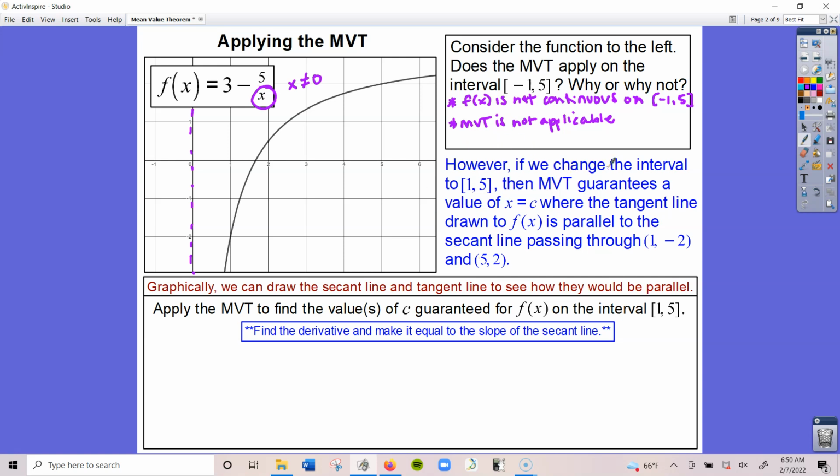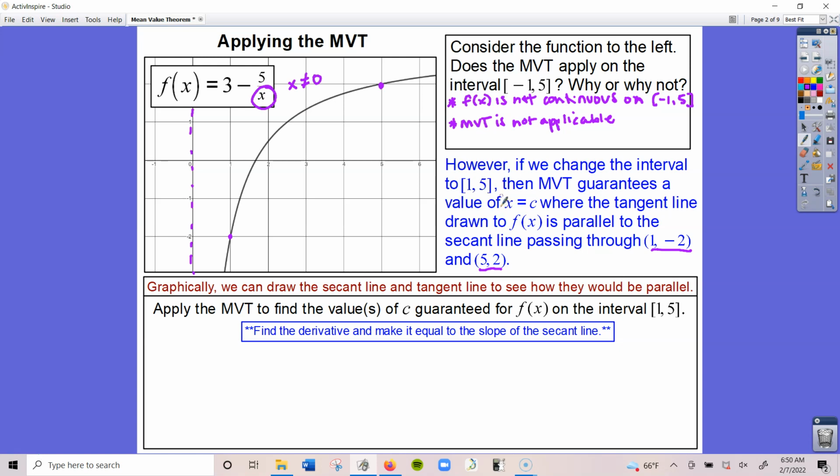However, here, if we change the interval to 1 to 5, then MVT guarantees a value of x equal to c, where the tangent line drawn to f of x is parallel to the secant line passing through the points (1, -2) and (5, 2). See, here is 1, and you can see that the coordinate is (1, -2), as stated here. And then here's 5, which is the coordinate (5, 2).